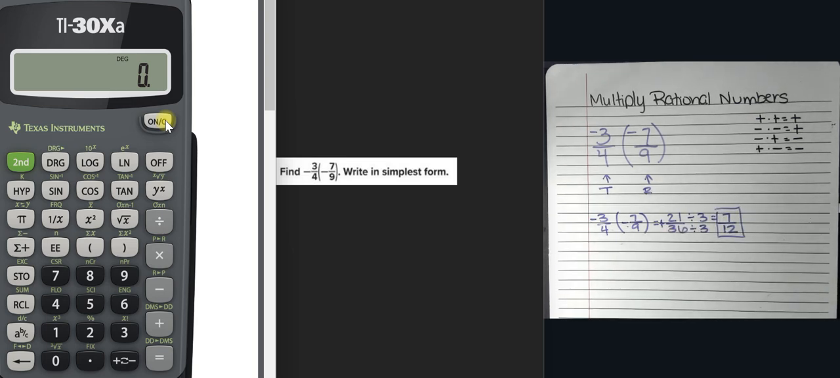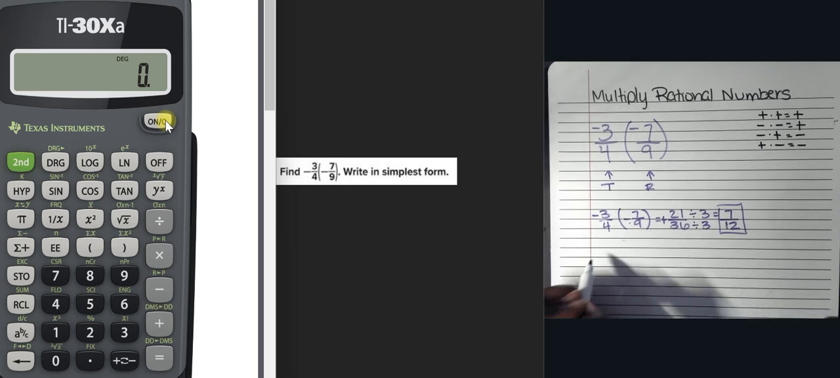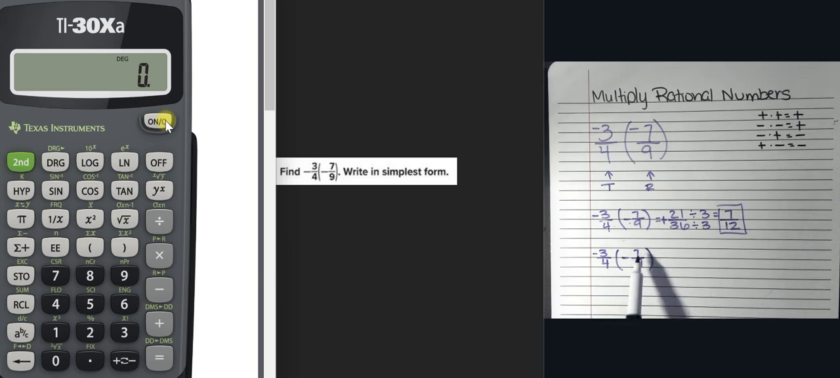Now, I want to show you another way that we will solve it, so that we don't have to simplify it, hopefully, at the end. So what we could do is write the same problem out. So we have -3/4 times -7/9. Okay. And what we're going to do is we're going to look for common factors that we have in the numerator and denominator. And it doesn't matter as long as you take one from the numerator and one from the denominator, it does not matter. And what we're trying to do is find out how can we reduce those terms.